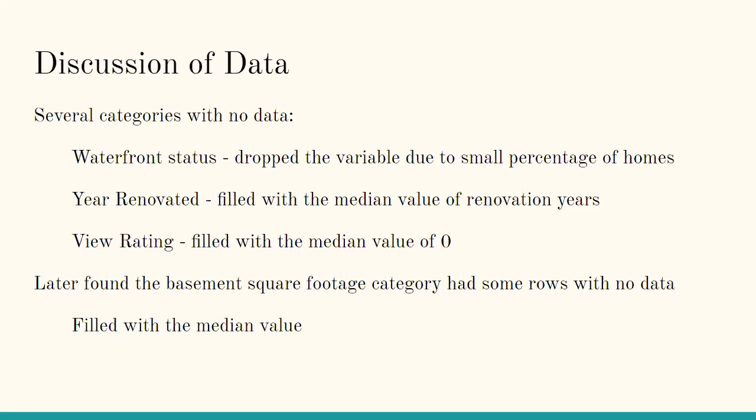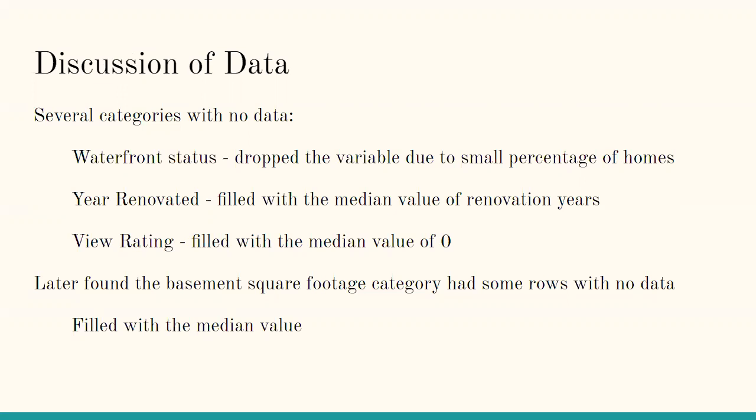Last but not least, there was view rating, and I filled that with a median value of 0. The reason that I chose the median for this one was because it's a categorical variable, meaning that it has to be a 0, a 1, a 2, or a 3. It can't be a decimal, and the mean would have been a decimal.